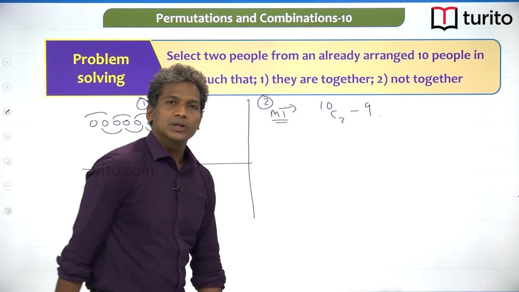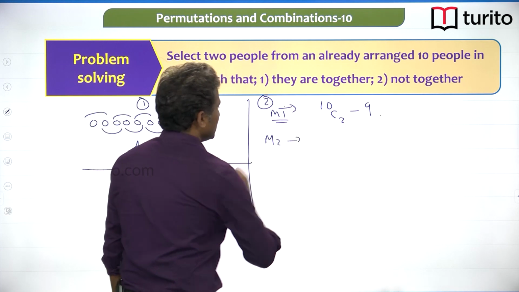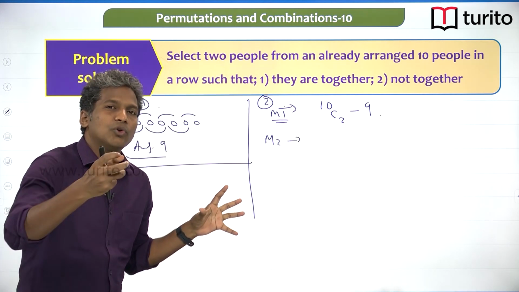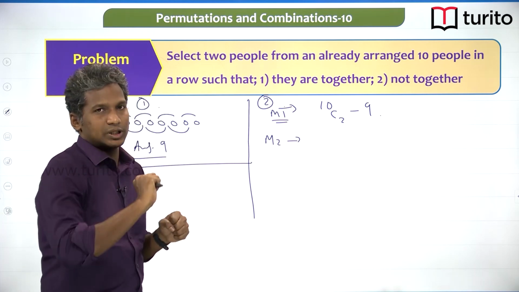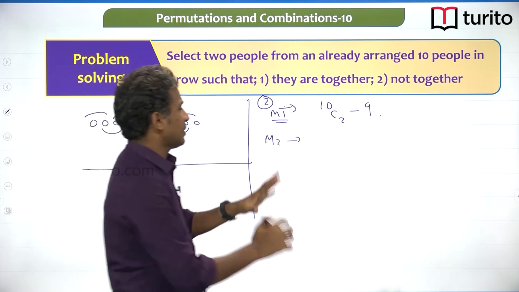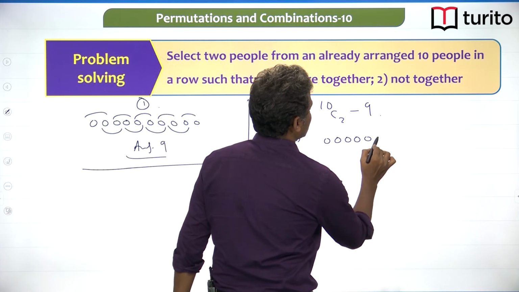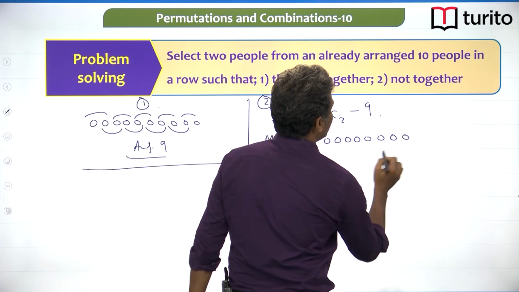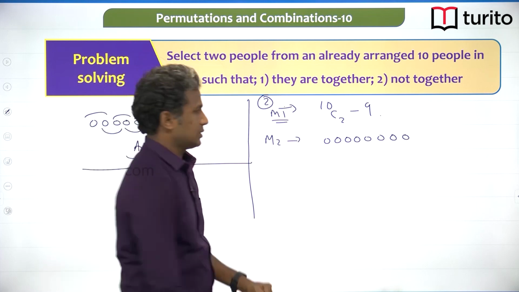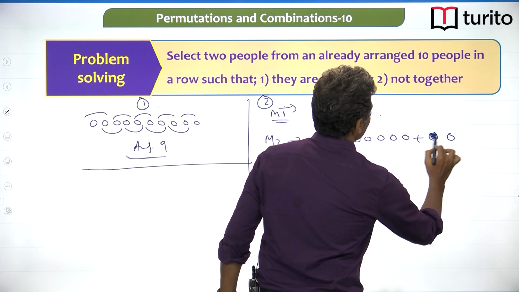Or there can be another method, which is M2. This comes from the arrangement. Let's say you want your selections to be black balls and you want your non-selections to be white balls. So let's imagine like that. So here, how many white balls are there? There are a total of 8 white balls. And you have 2 black balls. These are shaded balls.